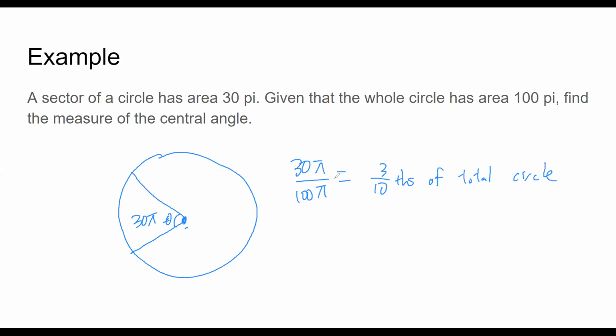Well, we want to find the measure of the central angle. So we do 3/10 times the measure of an entire circle, which would be 360 degrees. And then we just divide by 10 here, so get rid of the 0, get rid of the 10. 3 times 36, which is equal to 108 degrees. Does that make sense?